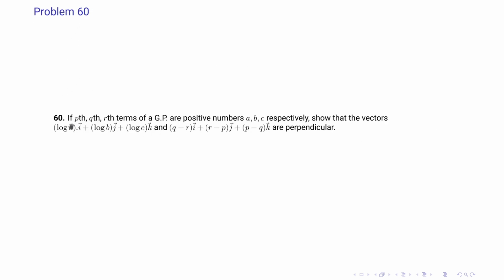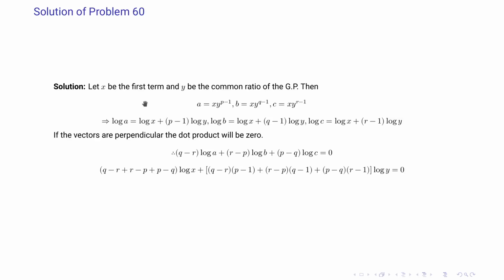Problem number 60 says that if the pth, qth, rth terms of a GP are positive numbers a, b, c respectively, show that the vectors log a in vector i, log b vector j, log c vector k, and q minus r vector i, r minus p vector j, and p minus q vector k are perpendicular. Now we let x to be the first term and y to be the common ratio of the GP. Then we have a is equal to x y to the power p minus 1, b is equal to x y to the power q minus 1, c is equal to x y to the power r minus 1.